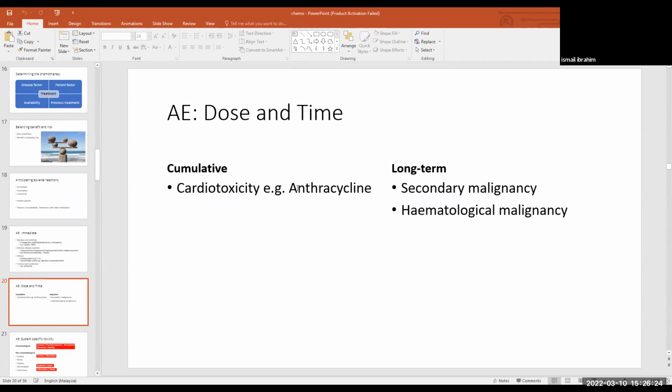Another thing is long-term adverse effects, then they can get secondary malignancy. For example, the use of BEACOPP in Hodgkin lymphoma is very well known to cause hematological malignancy or any other kind of malignancy. The use of immunomodulators can be associated with certain kinds of cancer, including bladder cancer.